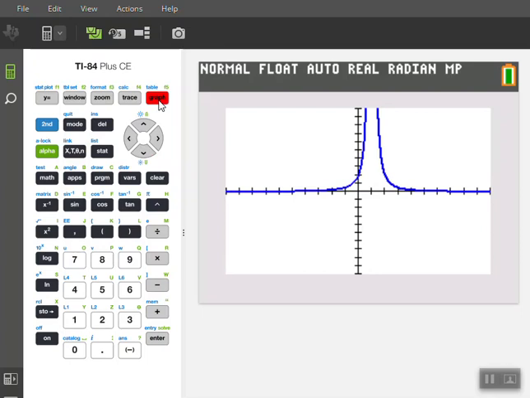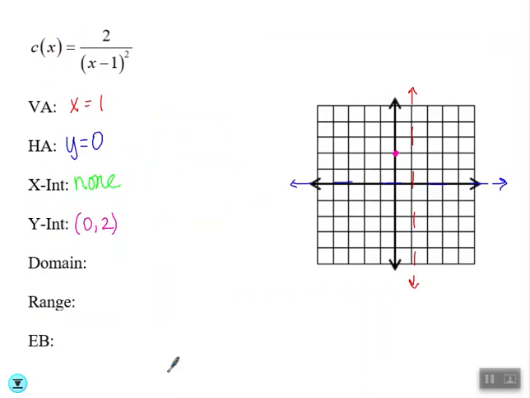Okay, and then I'm going to sketch that in. So we just sketch in our curve here. Then we need to find the domain, which is going to be everything except the vertical asymptote. So x such that x does not equal 1.